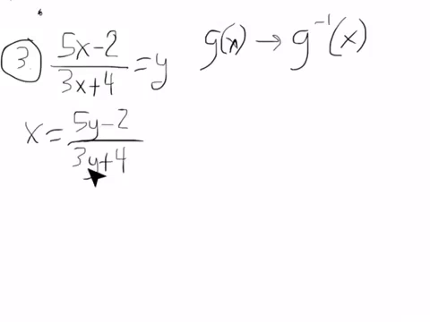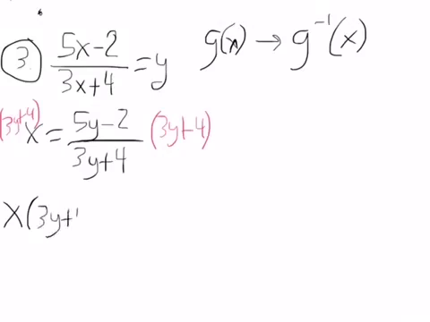So having this thing in the denominator does nothing for me. So I'm going to multiply both sides by that. As I go to do that, again what I'm doing is I'm multiplying this side by 3y plus 4, and I'm multiplying this side by 3y plus 4. Like I said, both sides. And if I do that, I end up with x times 3y plus 4. And on the right-hand side, that divides out to a 1, so I'm left with 5y minus 2.